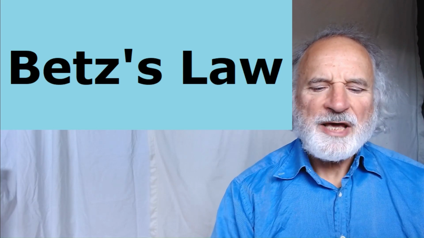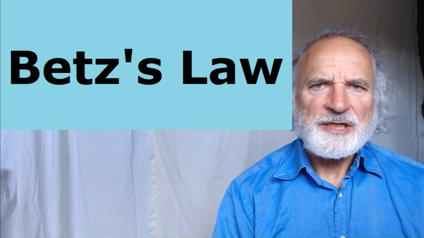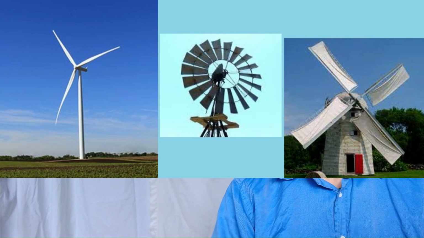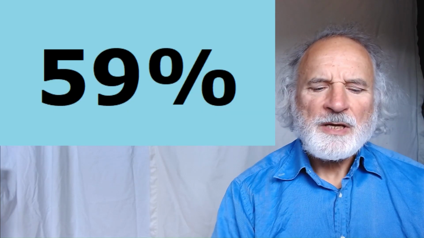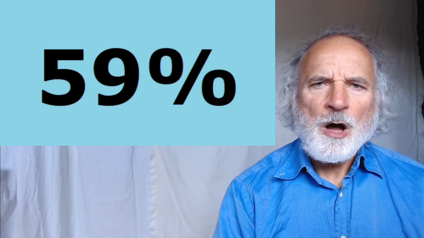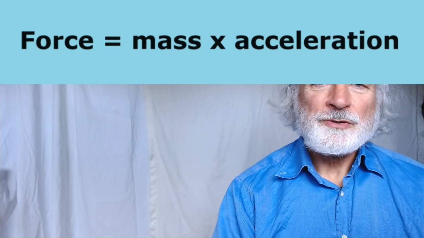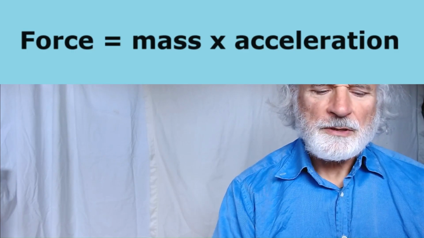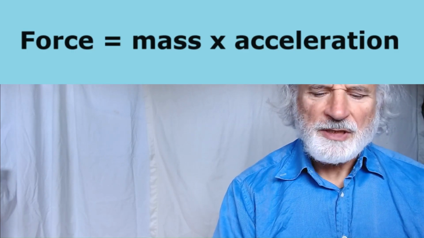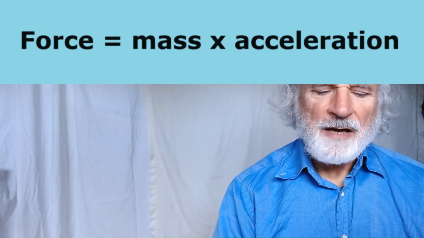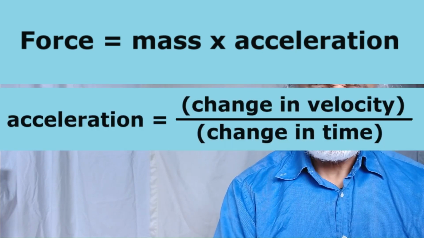Betz' law states that the maximum efficiency of a wind power machine is 59%. If a machine tries to capture all the energy of the wind, then the wind will simply go around the machine. According to Newton's second law of motion, the force acting on an object is equal to the mass of that object multiplied by its acceleration.